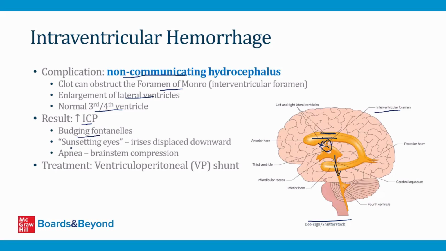Another classic finding is called sunsetting eyes. This is when the irises become displaced downward on exam. This is another finding of raised intracranial pressure in a newborn baby. And then eventually the baby can develop apnea because of compression of the brainstem. One of the treatments for this condition is a ventriculoperitoneal shunt. It's a surgically placed shunt that drains CSF from the ventricles down into the peritoneum and the abdomen. It will lower the pressure in the brain and relieve the increased ICP.